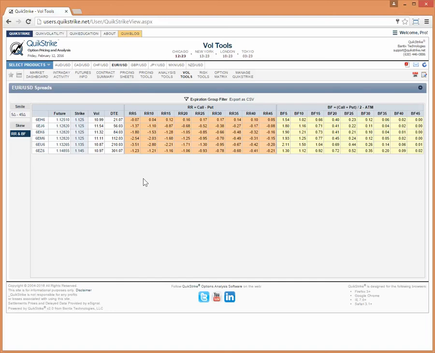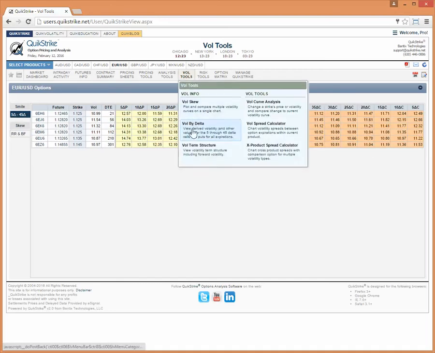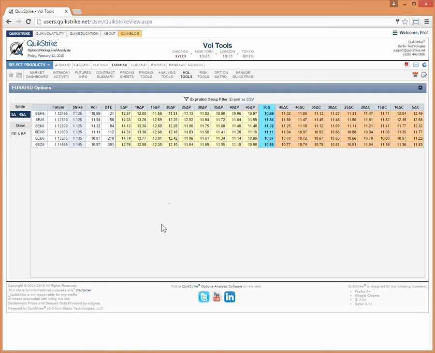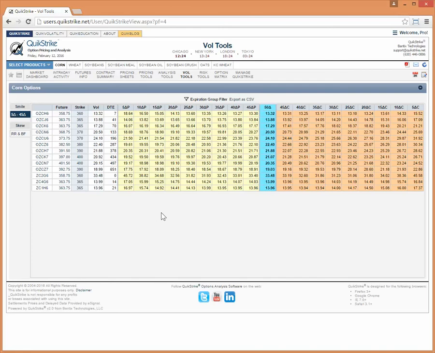So that's it for today. So again, we are on the vol tools, vol by delta. I encourage you to kind of look around at the different products as well and see how these things look, and you get a good handle on sort of the shapes of the curves. And it's a real easy way to see right away whether there's put or call skew. It's a real straightforward, simple way of doing a quick analysis of the market itself.